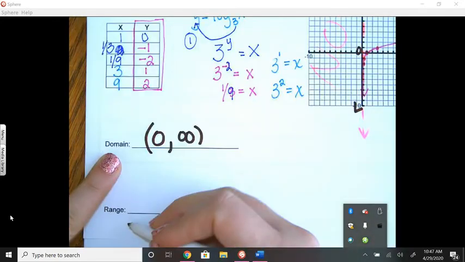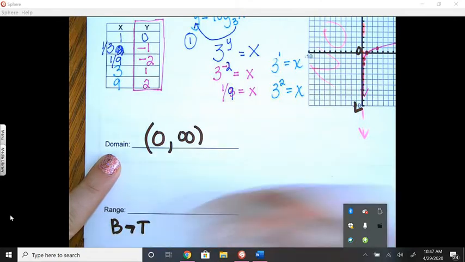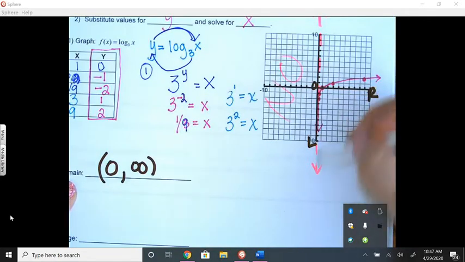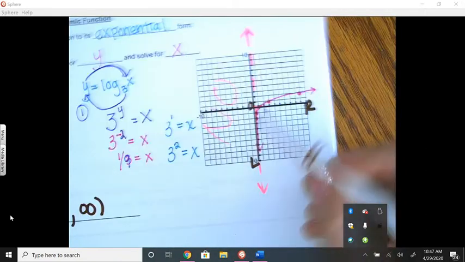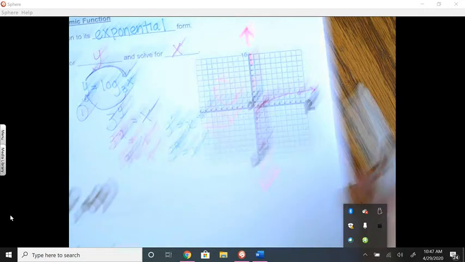Now the range is from the bottom to the top. At the bottom, it's going infinitely in the negative. And then as we go to the top, it keeps going up and up and up.